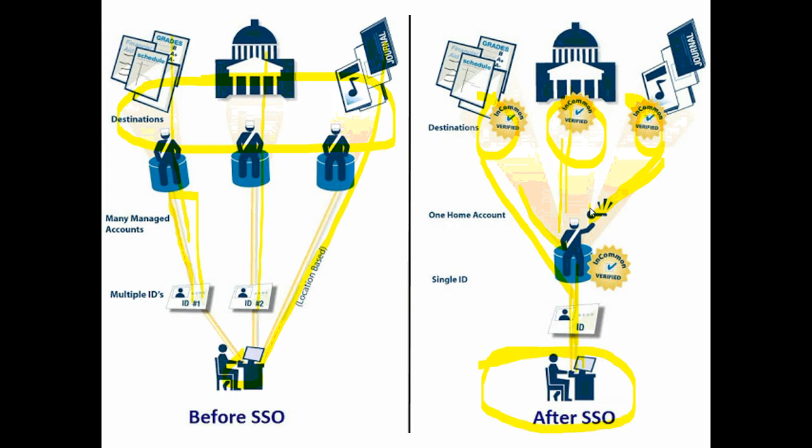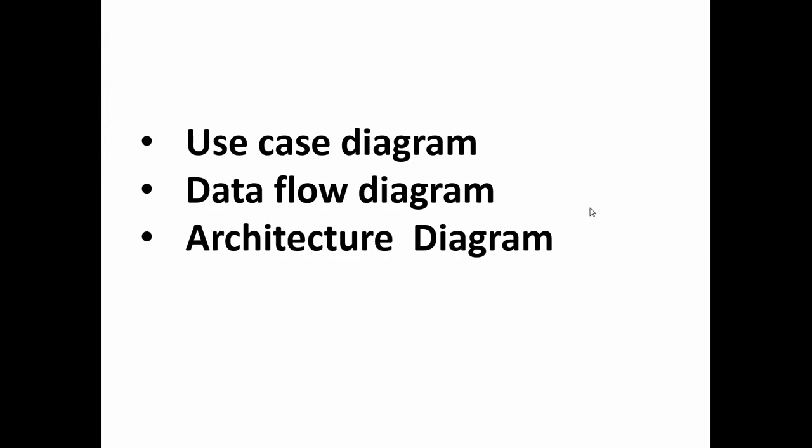Okay, so now let us see the use case diagram, the data flow diagram, and the architecture diagram for our project. So the use case diagram of our project looks like this.